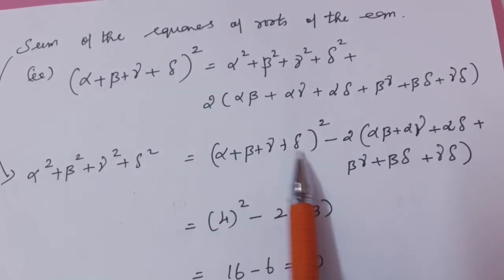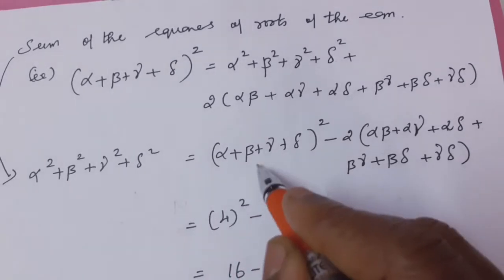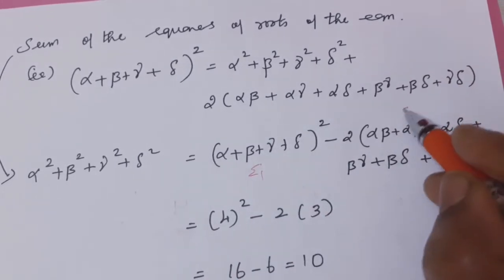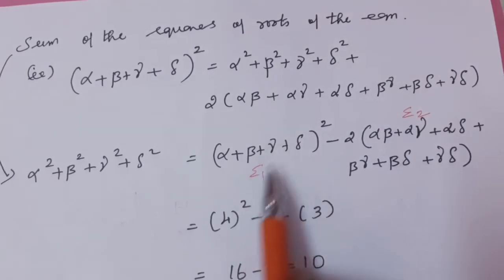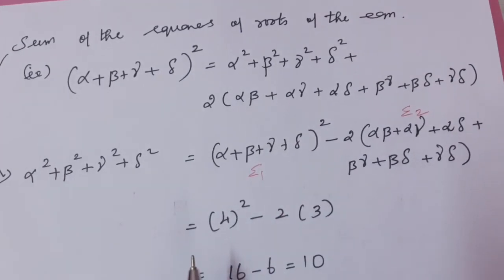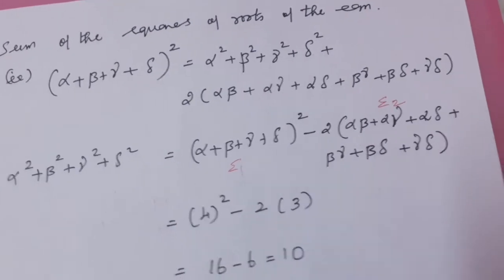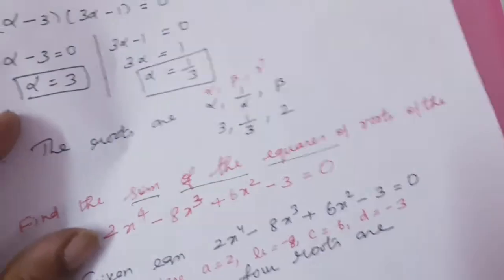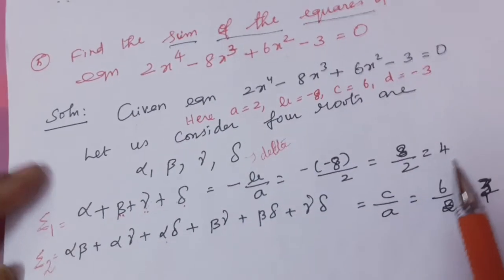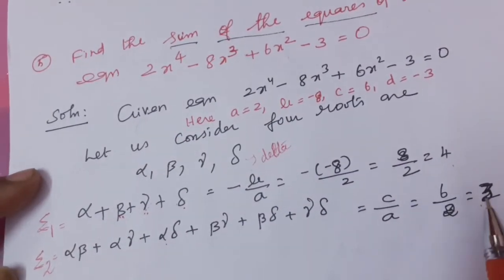Already we found what our sum is. This is nothing but summation of 1, and this is summation of 2. Already we found summation of 1 is 4, and summation of 2 is 3.